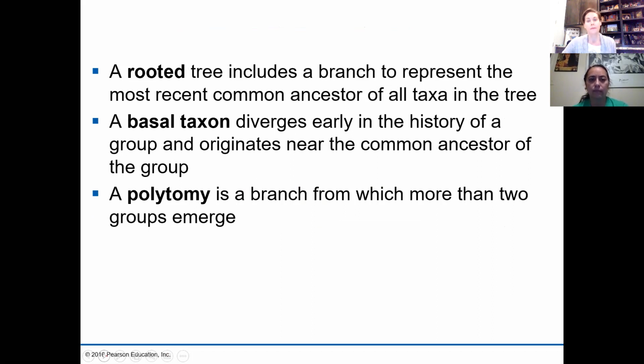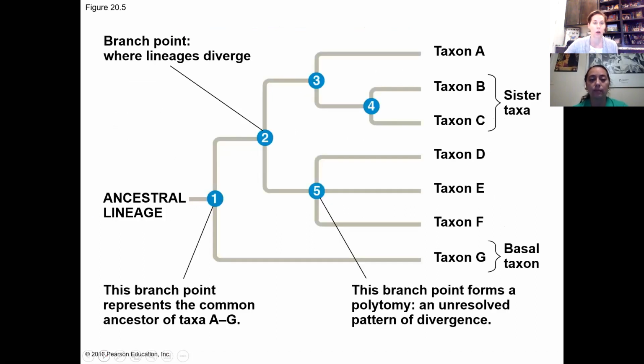A rooted tree is a branch that represents the most common ancestor of all the taxa in the tree. A basal taxon diverged early in the history of the group and it's all by itself. That's what, when we were looking at the Homo sapiens, the chimp was. It's all by itself. And then a polytomy is when you have more than two groups emerging from a common ancestor.